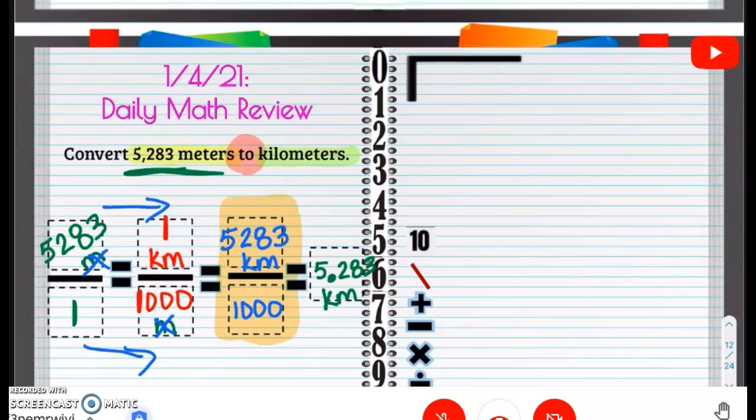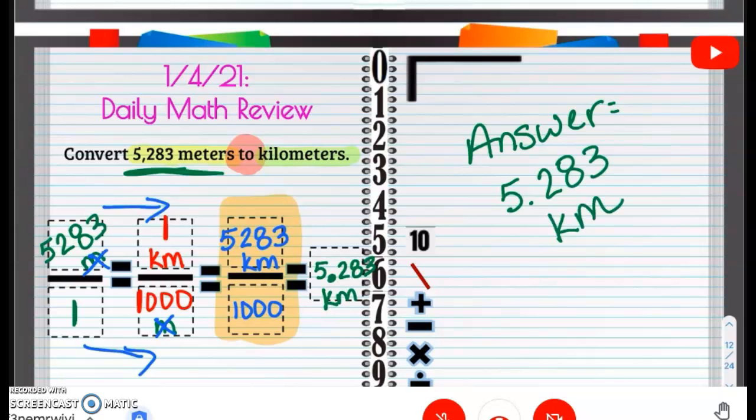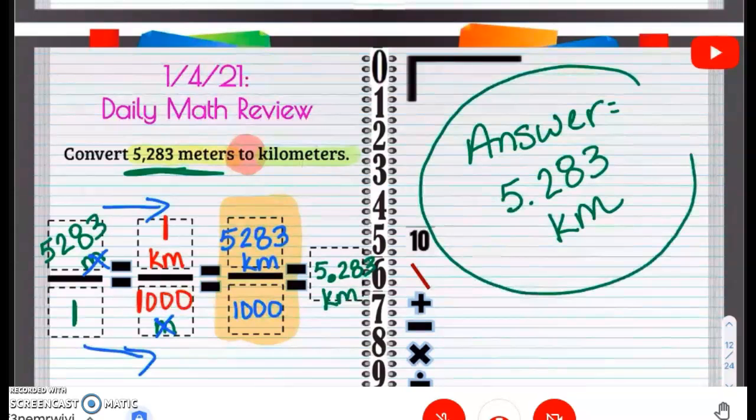So our answer is 5 and 283 thousandths kilometers. And that's it for our answer. And that is it for the DMR. Great job!